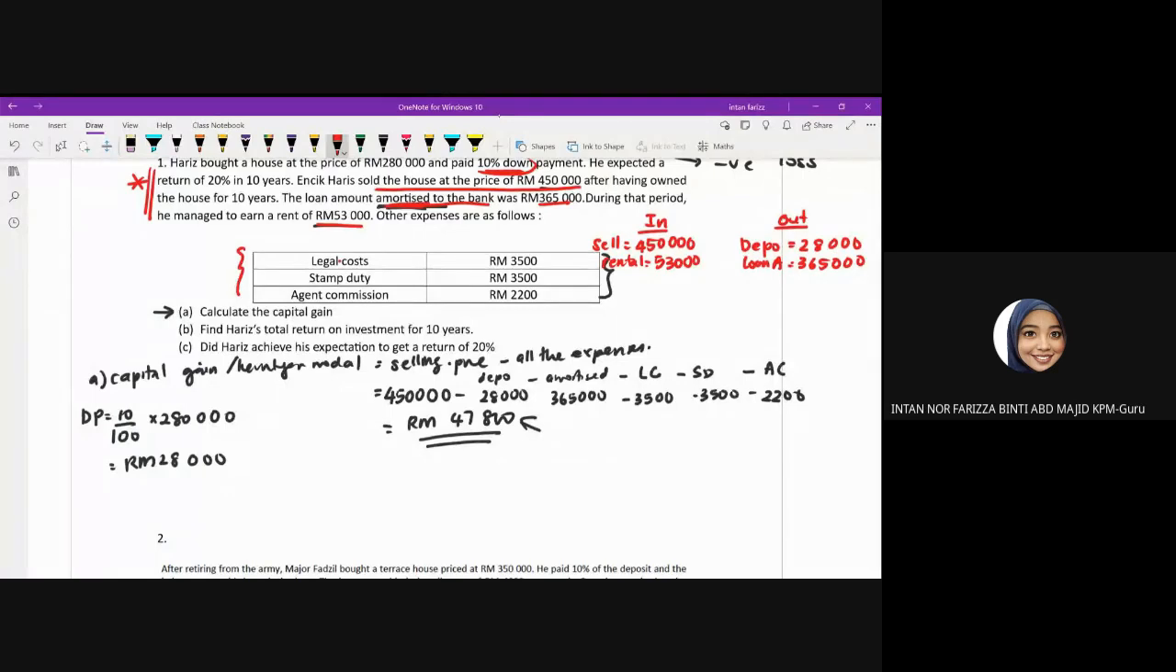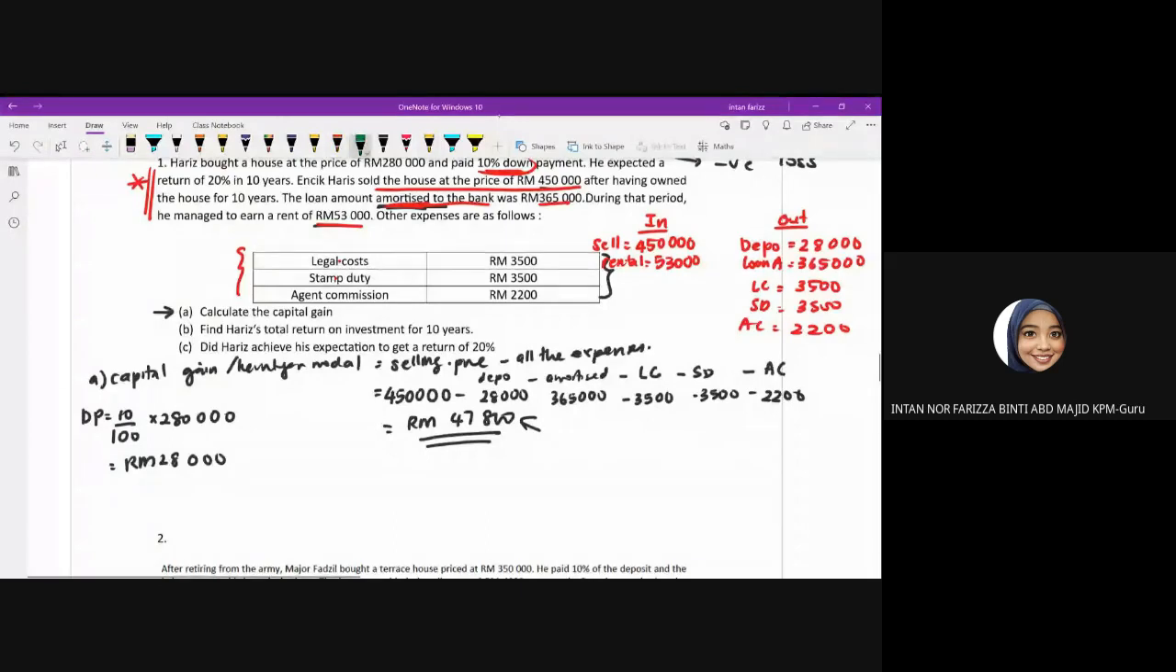So the legal cost, stamp duty, and agent commission, as I mentioned just now, it is to be paid to the agent. Okay, and also the lawyer. So legal cost is 3,500. Stamp duty also same thing. Okay, and agent commission is 2,200. Okay, all right. So any more? No more. So let's calculate.